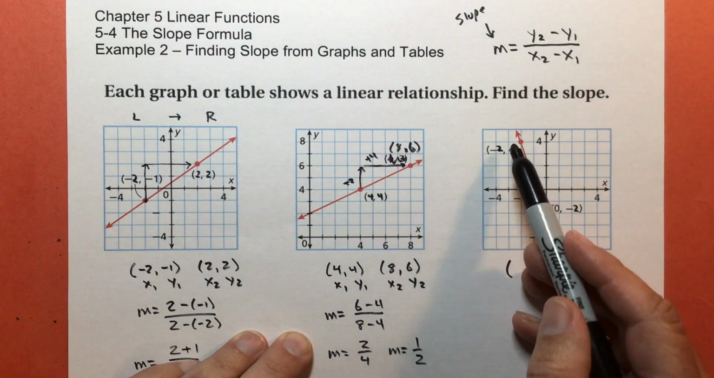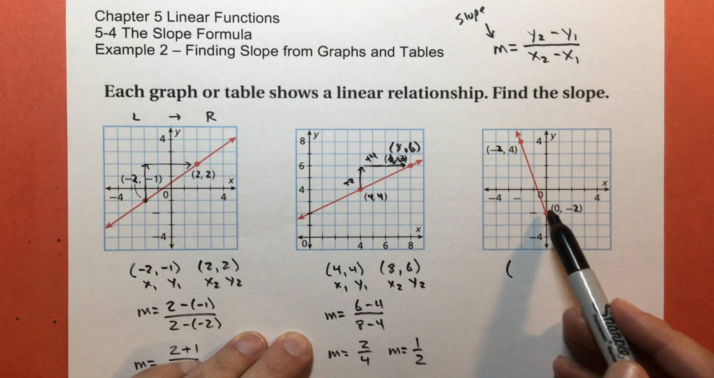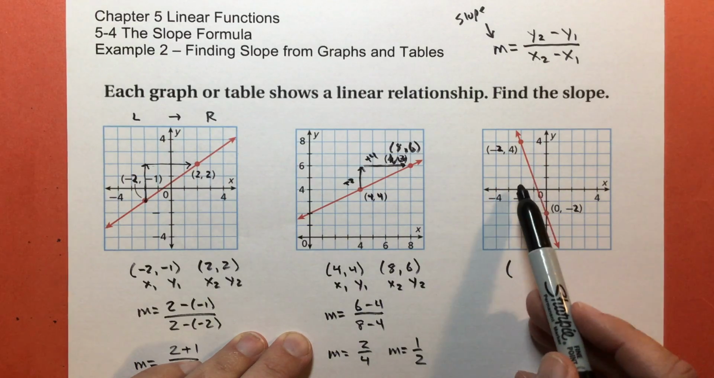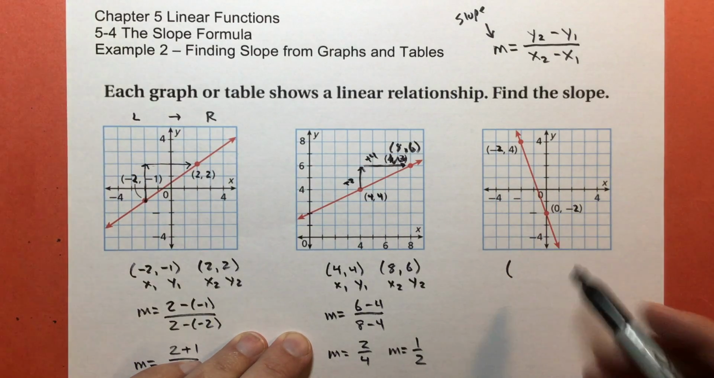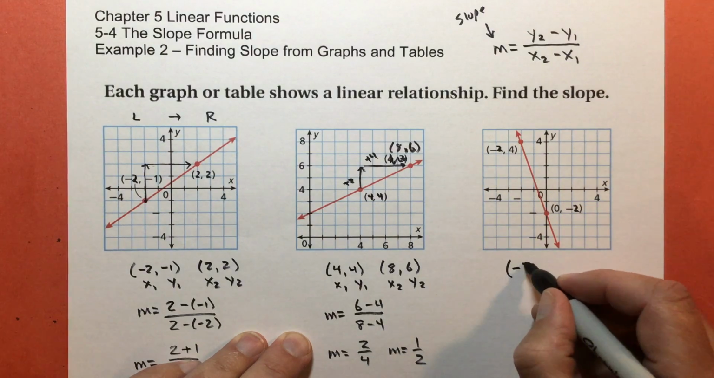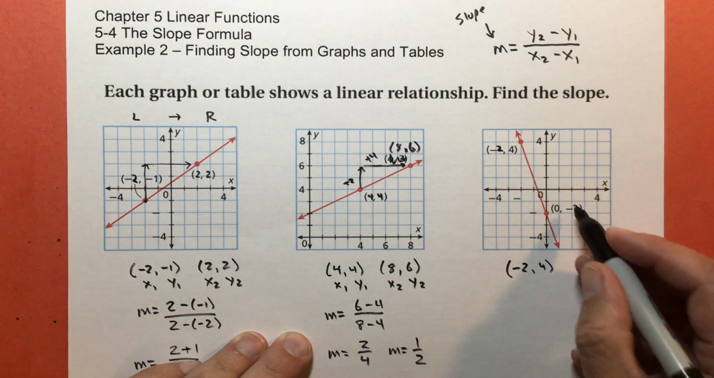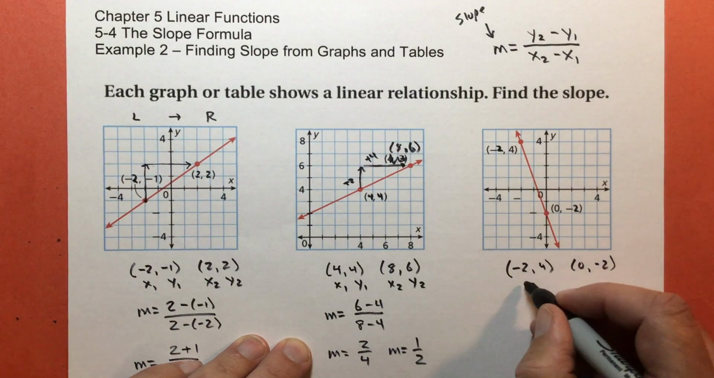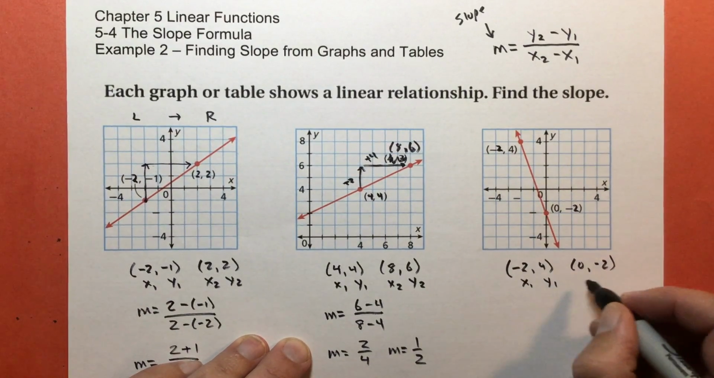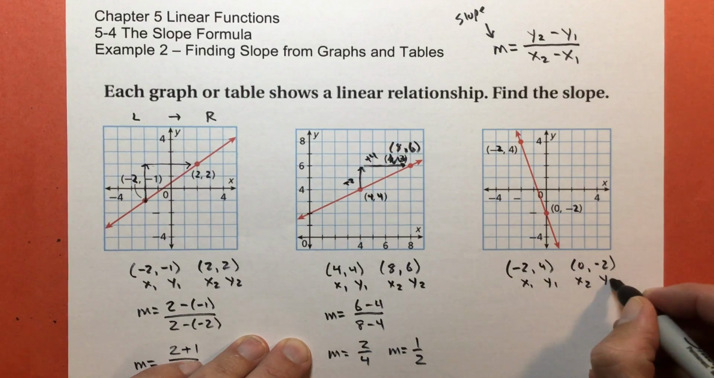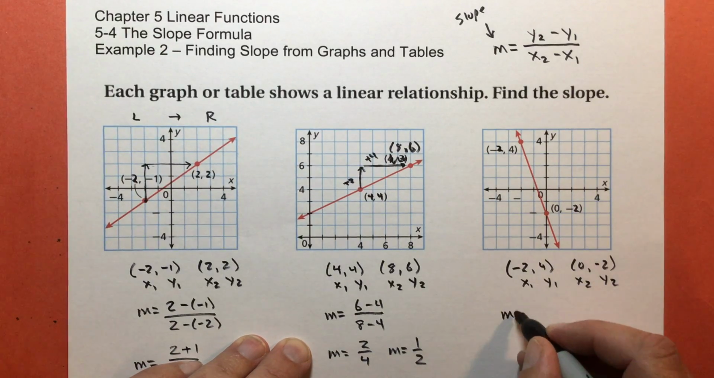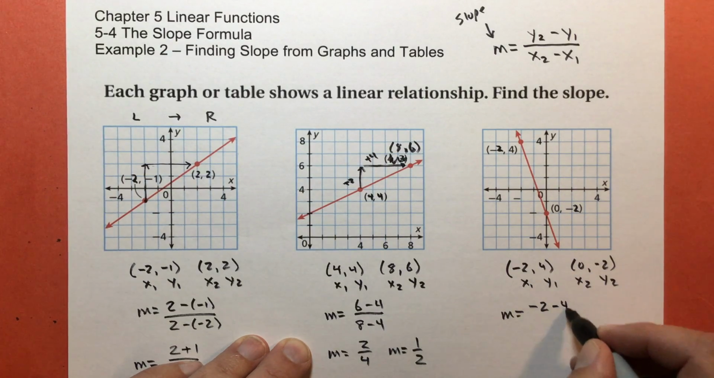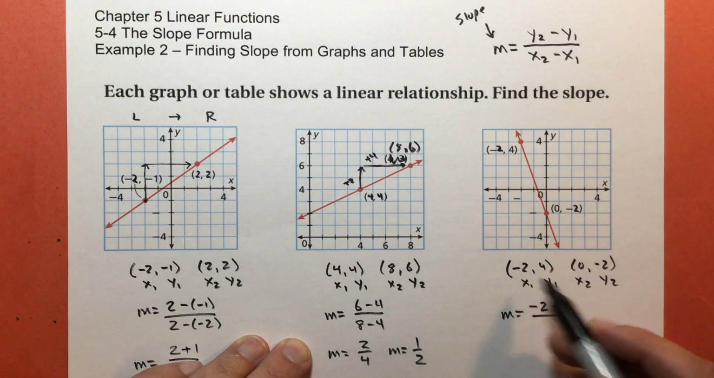So again, I'm going to go from left to right. Even though I'm going way far down, I'm still thinking of it in terms of left and right. So where I started was -2, 4, and where I ended up was at 0, -2. This is my first x, this is my first y, second x, second y. So my slope is going to be -2 subtract 4 divided by 0 subtract -2.